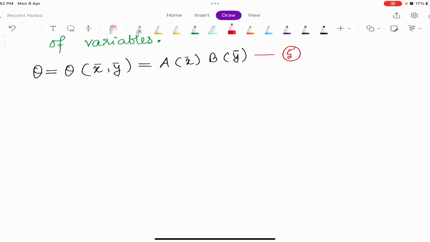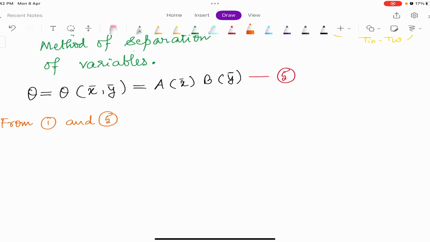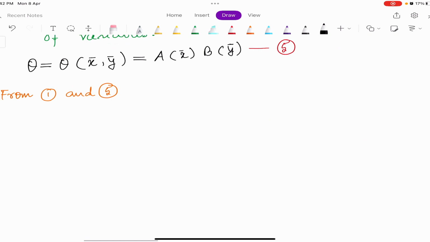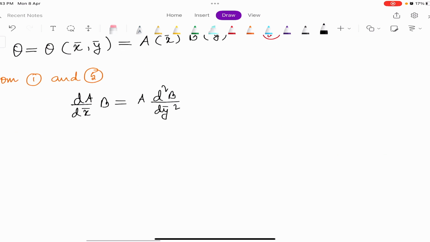So from 1 and 5, that is, putting theta in the governing equation 1, what was the equation here? I am writing it fast, but you should always write it with understanding. Don't copy from me directly, you should understand what you are writing. So this will be A into d2B dy bar 2. Then I can rearrange this equation as 1 by A dA dx bar is equal to 1 by B d2B dy bar 2.